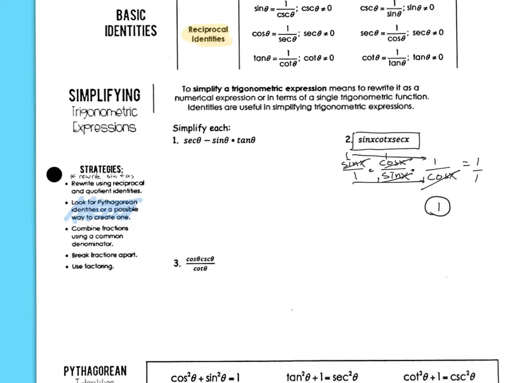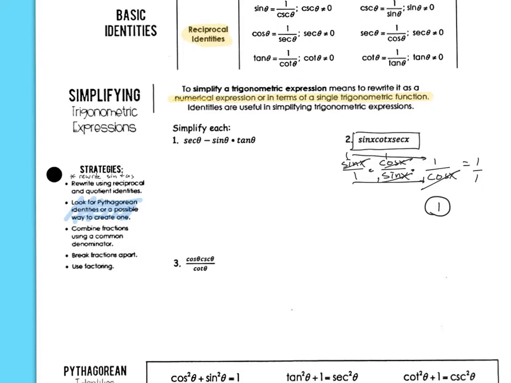The hardest part about this is, how do I know when I'm finished? Because there's no way of knowing. The directions up here say we should end up with a numerical expression or a single trig function. So you get a number or a word, and that's the goal.